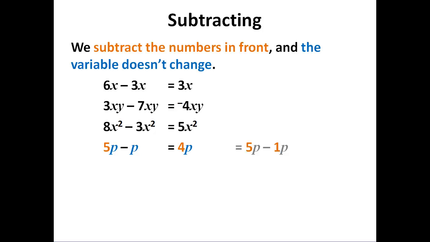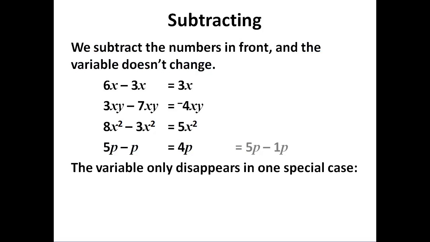The variable does not change. Don't try to subtract the p. That's 1p, and the 1 is doing the subtraction. There's only one case, a special case, when the variable disappears, and that's when you take a number away from itself. Because 4 minus 4 is 0, and notice the 0 is here, and we don't write 0x. It's not wrong, but we just don't write it, we just write 0.